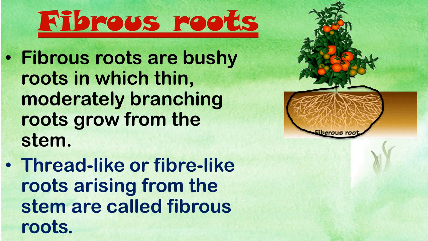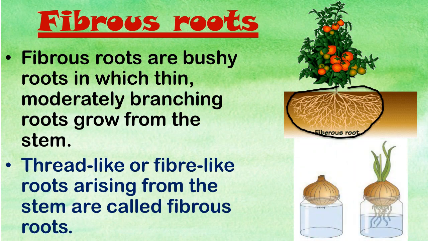So here you can observe in the tomato plant, and if you put an onion inside the water, you can observe the fiber-like or thread-like roots arising from the lower part of the onion. Okay, so these are again fibrous roots.